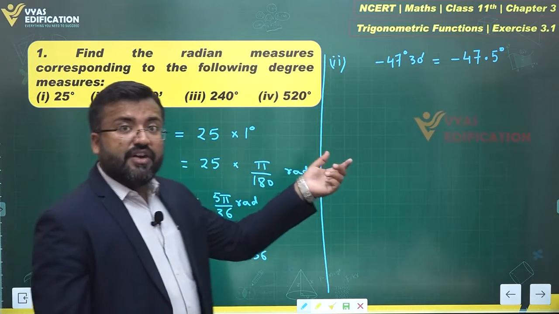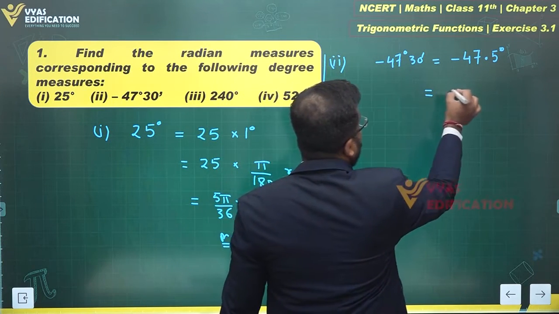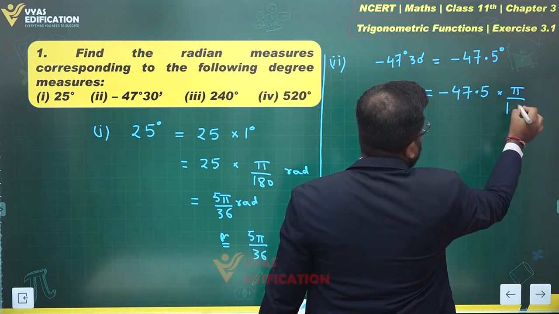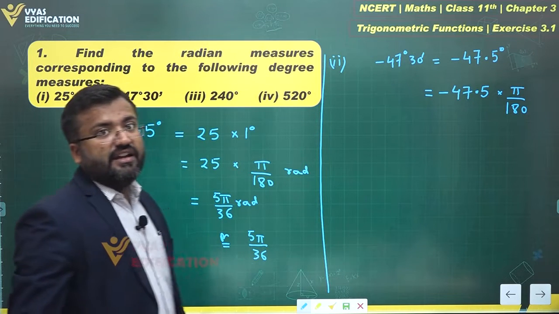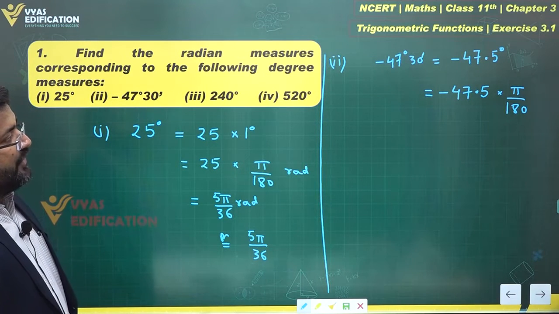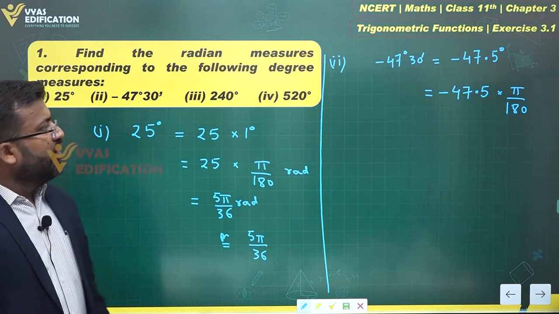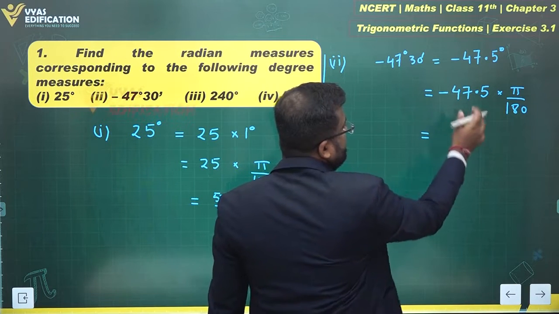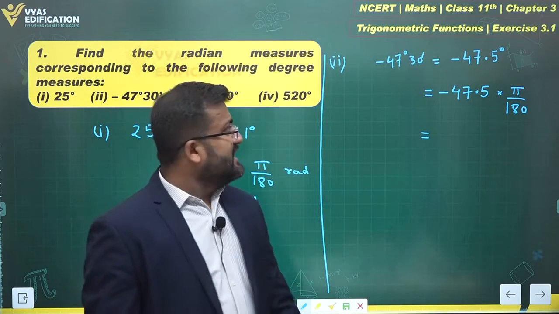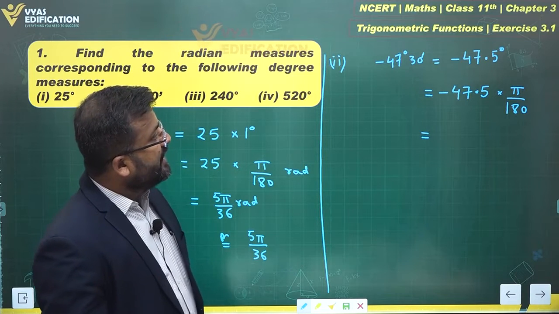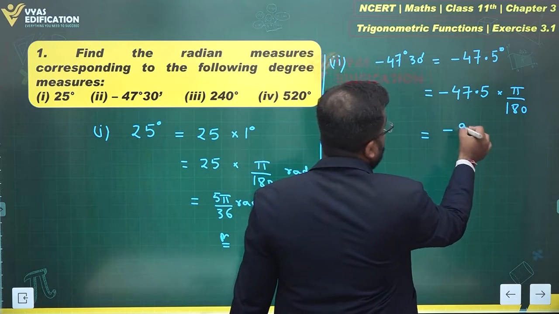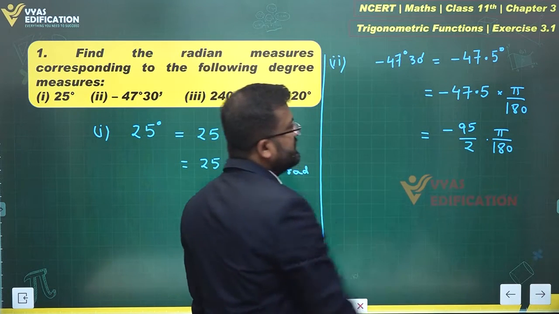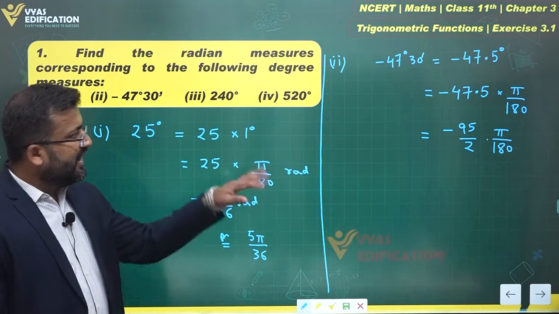Since you are aware of the degree angle, now you can find the angle in radians. Simply multiply by pi by 180 and you get the angle in terms of radians. Minus 47.5 times pi upon 180. Is there anything else? Yes, you can simplify that factor. 47.5 can be written as 95 over 2, so minus 95 over 2 times pi upon 180. I'm writing 47.5 as 95 upon 2 so that I can cancel the factors.